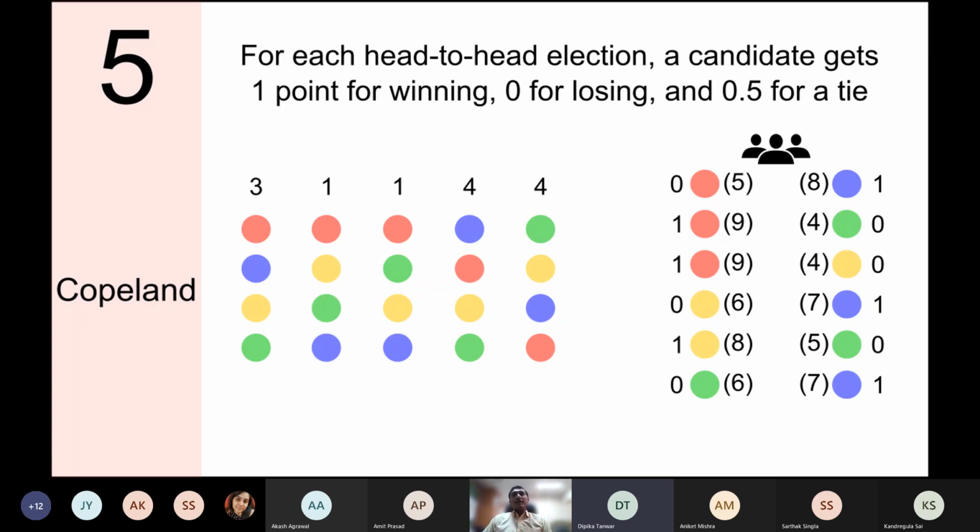The total Copeland score of a candidate is the sum of its scores from all the head-to-head elections. So if you look at red, it gets 2 points. Yellow only gets 1 point. Green gets nothing. It's 0 in all elections. And blue gets 1 + 1 + 1. So it wins all of its head-to-head elections, gets 3 Copeland points, and that means the Copeland winner is blue.